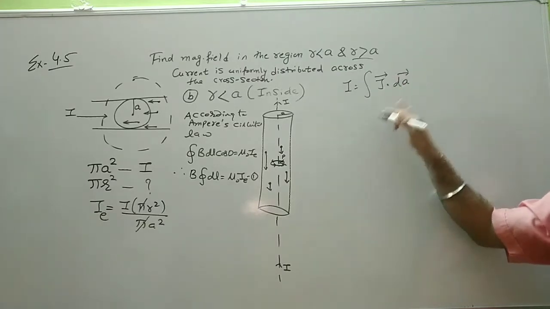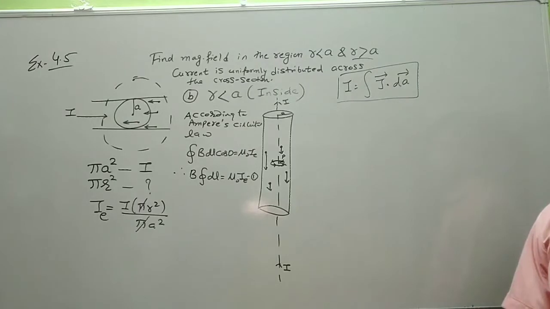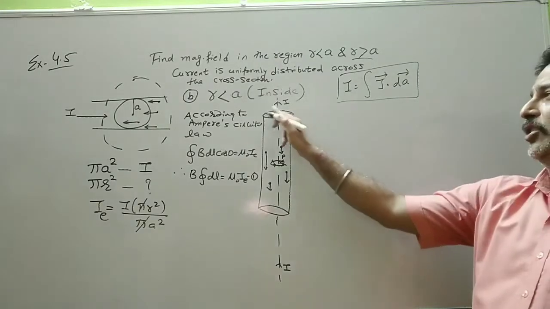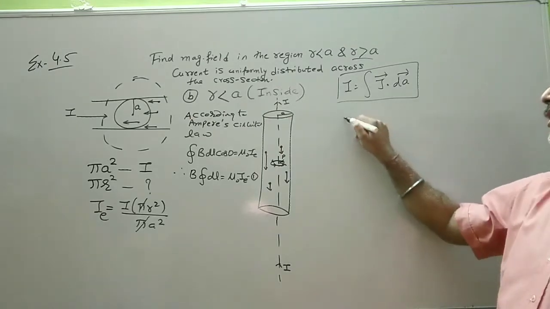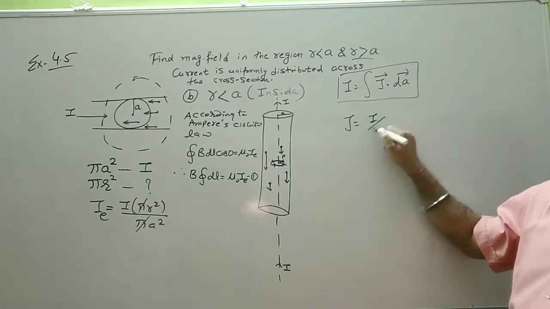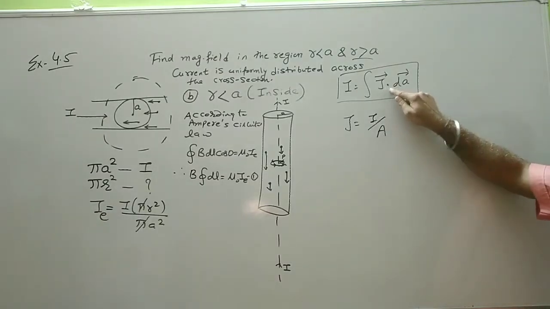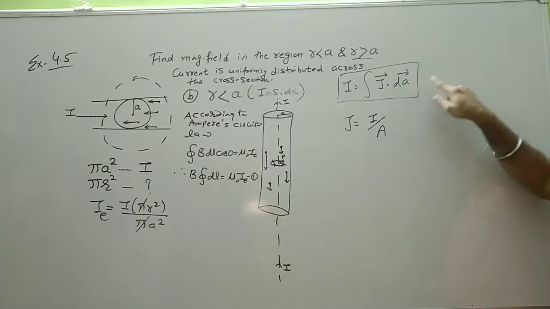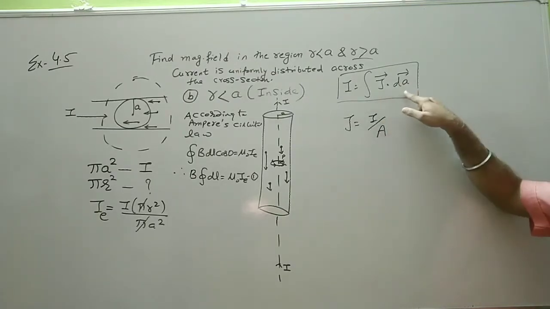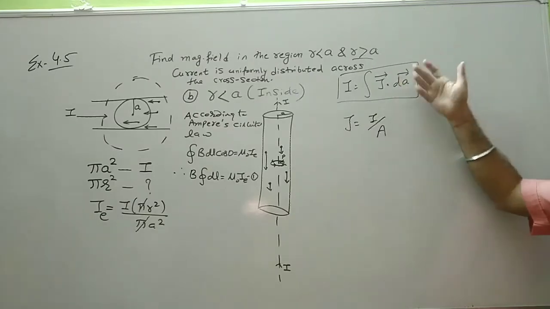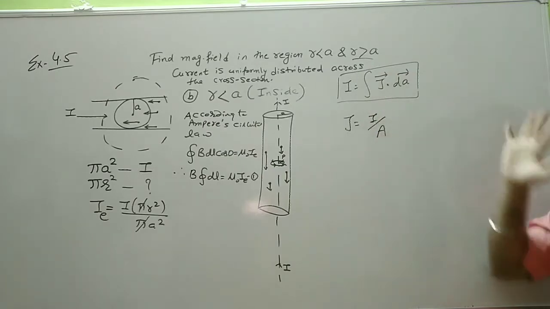And if the current is constant, this is the general equation. If you remember, if we have the cross-sectional area perpendicular to the current, then J was given as I upon A. So I can do this: J dot dA cos of 0, that is 1, so J times the integration of dA. Let us assume the area is A. Here capital A is the area. So J becomes I upon A.